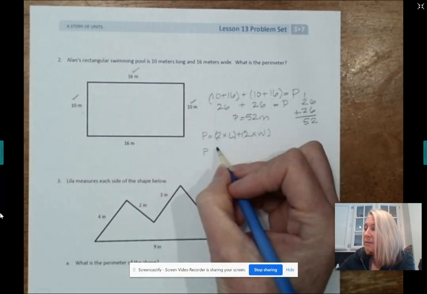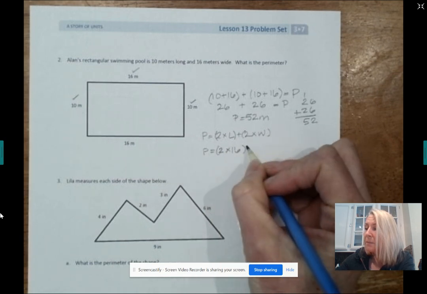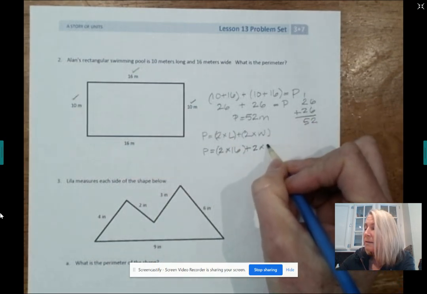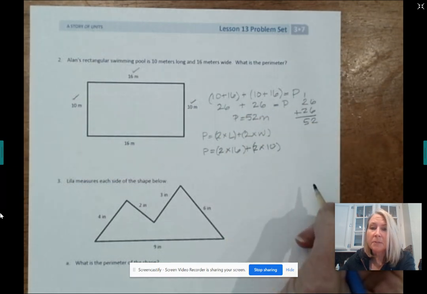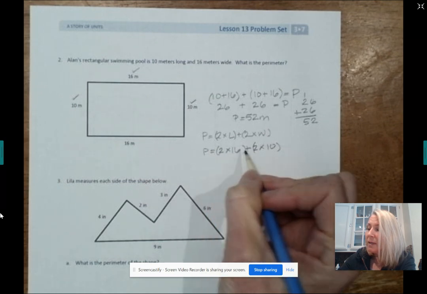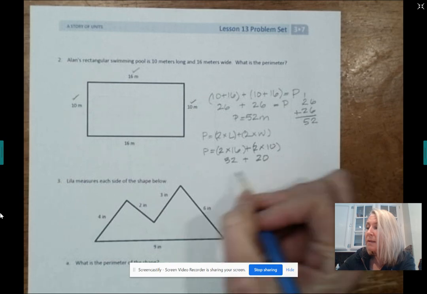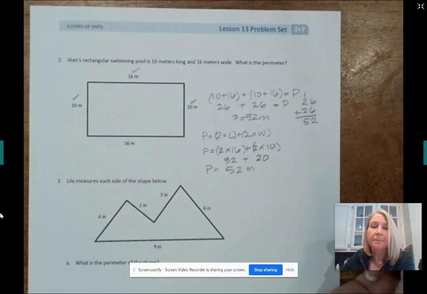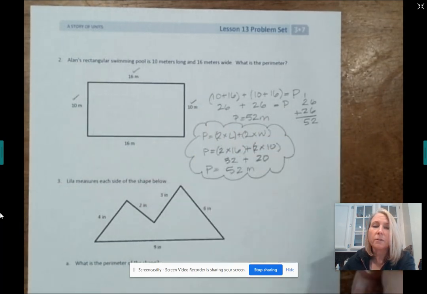We've got 2 16s. So I would say 2 times 16 plus 2 times my width, which is 10. And you can see it's the same situation, just reorganized. So we have 2 times 16, which is 32, plus 2 times 10, which is 20. And our perimeter, again, would still equal 52 meters. Okay, this part here is just a little bonus exposure if you're interested.